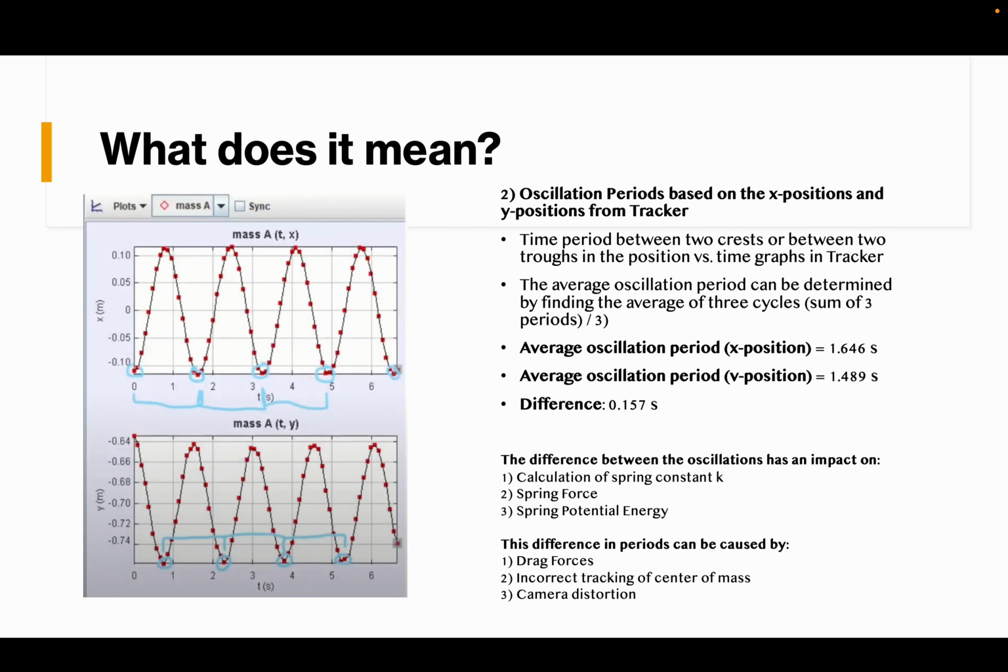By measuring the time difference between the x position data and the y position data, and finding the average period, the average oscillation period for the x position and y position can be determined. The average oscillation period in the x position data is 1.646 seconds, while the oscillation period in the y position data is 1.489 seconds. This difference in oscillation period has a major impact on the calculation for the spring constant k, the spring force, and the spring potential energy. The difference could be caused by drag forces or errors from the tracker analysis.